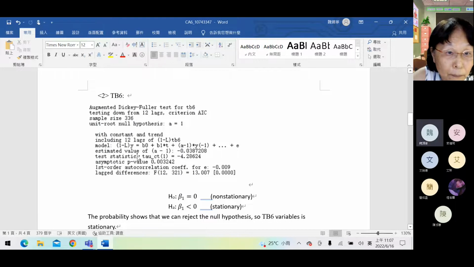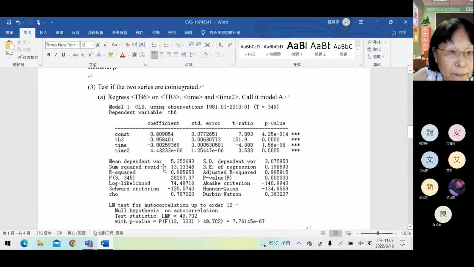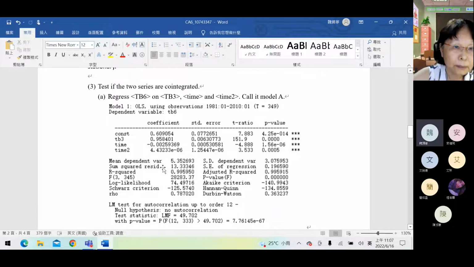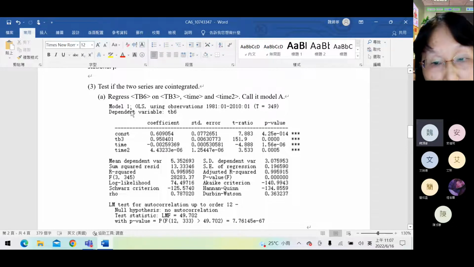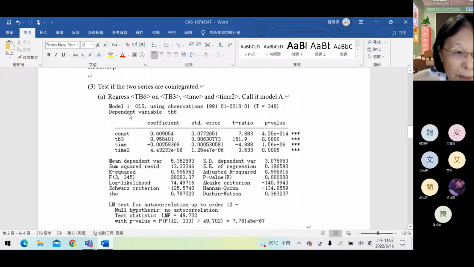Number two is for TB6. We can also see the probability shows that we can reject the null hypothesis. So the TB6 variable is stationary. Number three, we need to test if the two series are co-integrated. Okay, just a second. Did you try other lags? No, I only tried one lag.